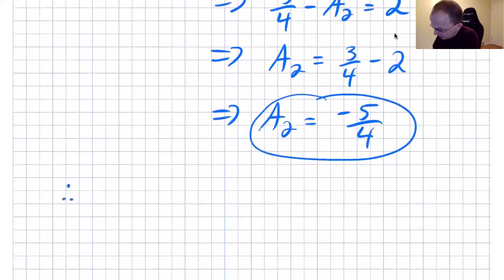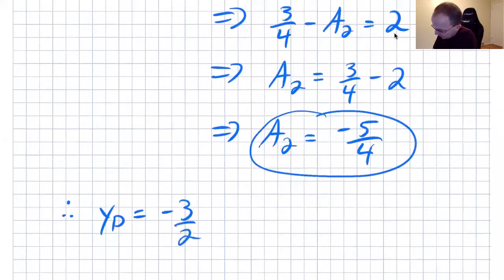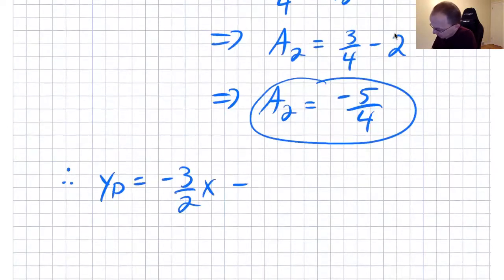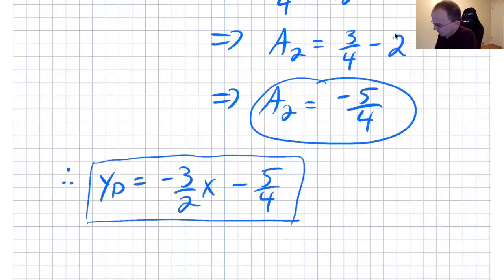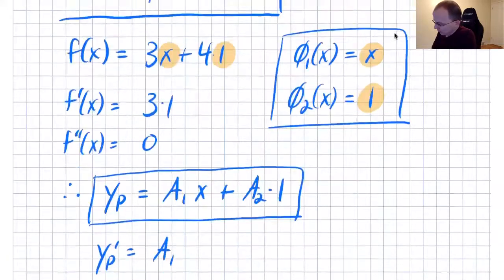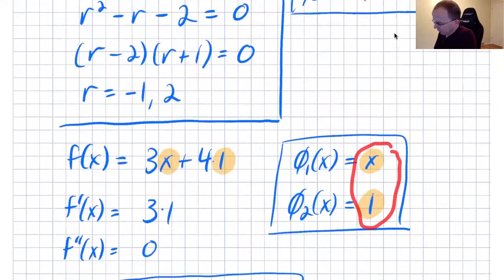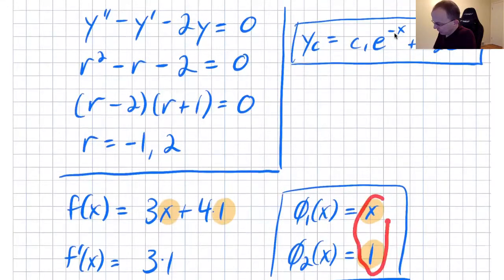And so therefore, our particular solution is going to be a1, negative 3 over 2, x, and then plus a2, which is negative 5 over 4. And there's our particular solution. And I keep skipping this, by the way. In the last one, I did it as well, because when I got these terms, I didn't actually mentally check. But these terms here, x and 1, they're not equal to e to the negative x, and they're not equal to e to the 2x. So that's why these were both acceptable.